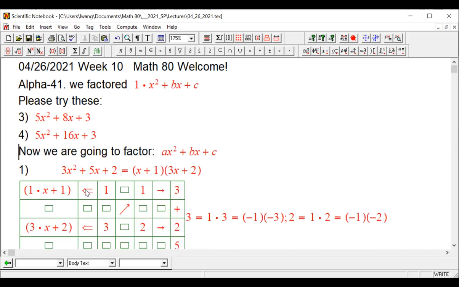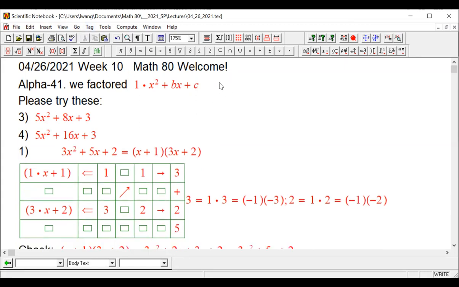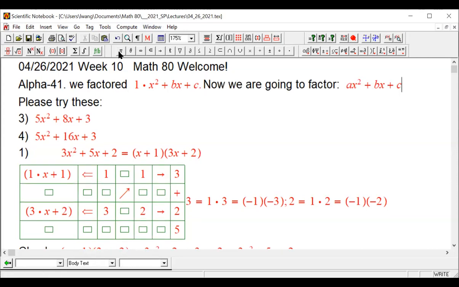I'm still showing the work for number 1, so I'm going to make some more space for it and put it over here. Try it. I'm going to give you 5 minutes, and then we'll come back. I'm going to check on you.